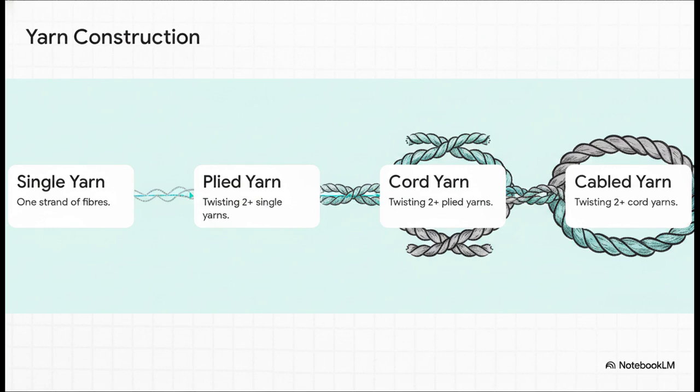You start with a single yarn, twist two or more of those together, and you have a plied yarn. Twist those plied yarns together, and you get a cord yarn. Finally, twist cord yarns together and you achieve an incredibly strong cabled yarn. It's just a perfect architectural progression.